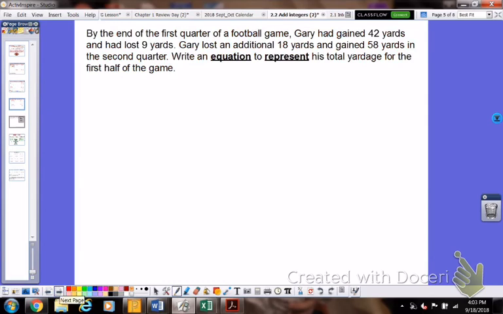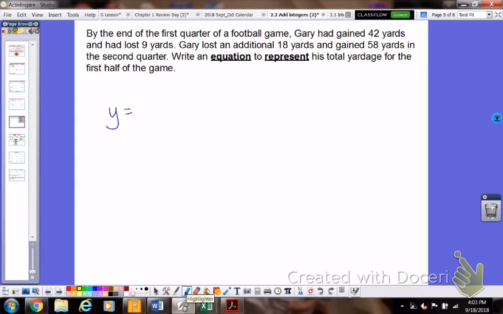By the end of the first quarter of a football game, Gary had gained 42 yards and had lost 9 yards. Gary lost an additional 18 yards and gained 58 yards in the second quarter. Write an equation to represent his total yardage for the first half of the game. Now notice it does not say to solve it, it just says to write an equation. So y equals. So we've got our equation started. Now we want to go through and figure out.